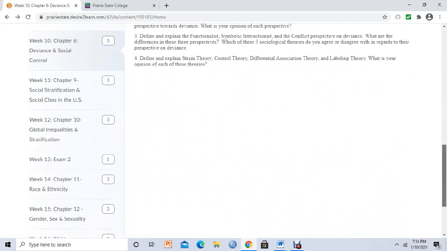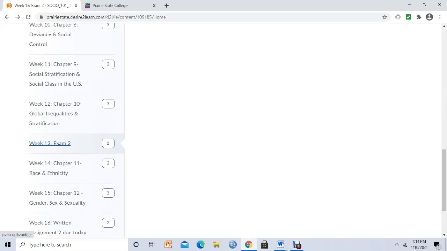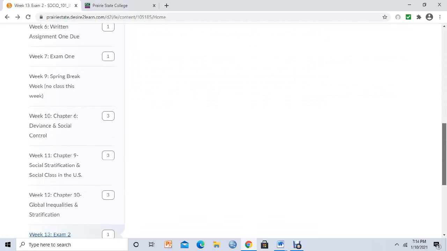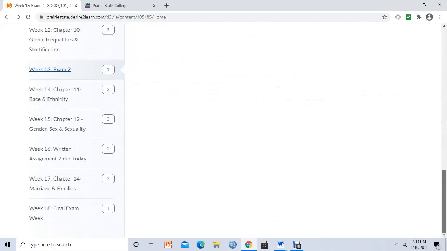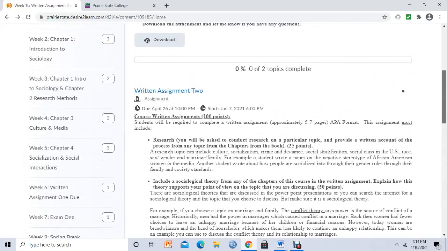So let's go on over to the same thing with week 13 for the second exam. Again, it's available on April 5th. It ends April 11th. Click on that to get to the second exam. So we're still doing everything. Here's the written assignment that is due. So here's the whole thing. I need you all to go over this a little bit.